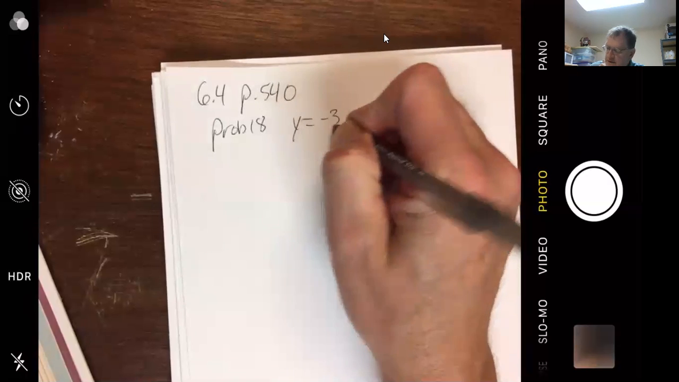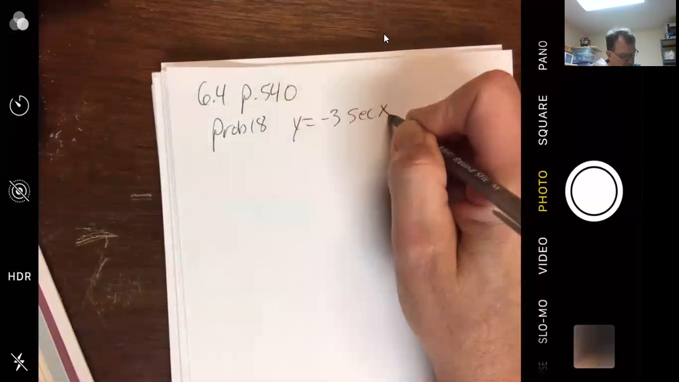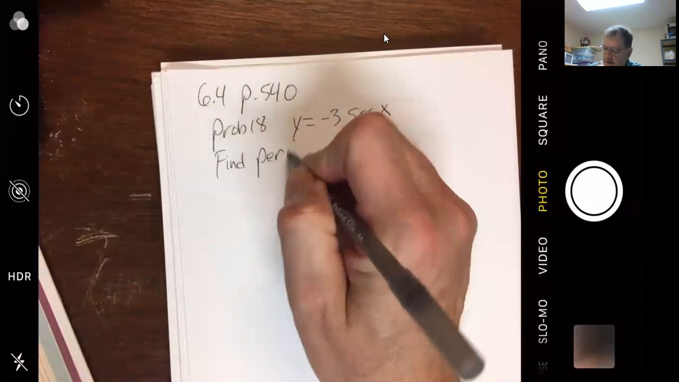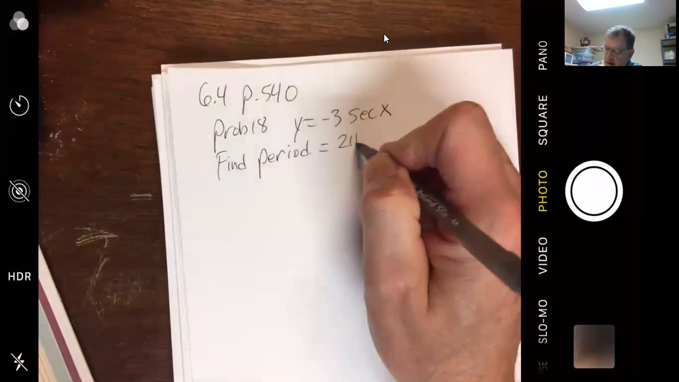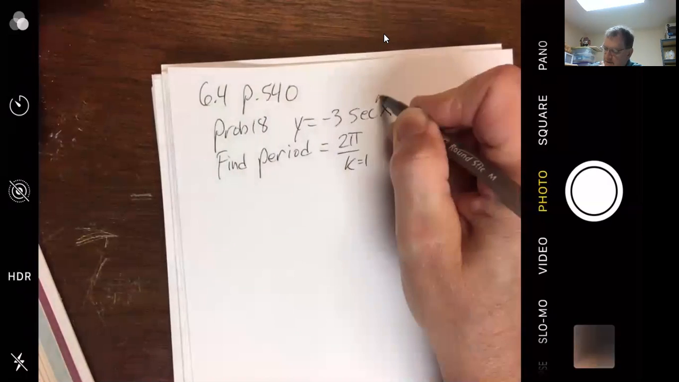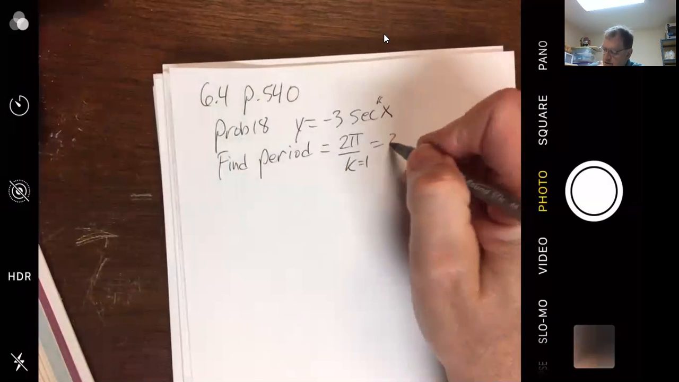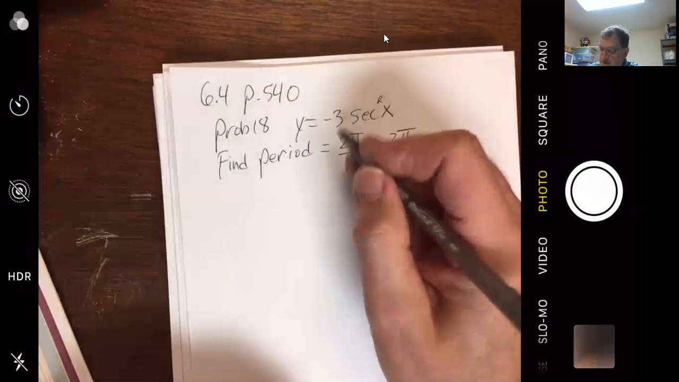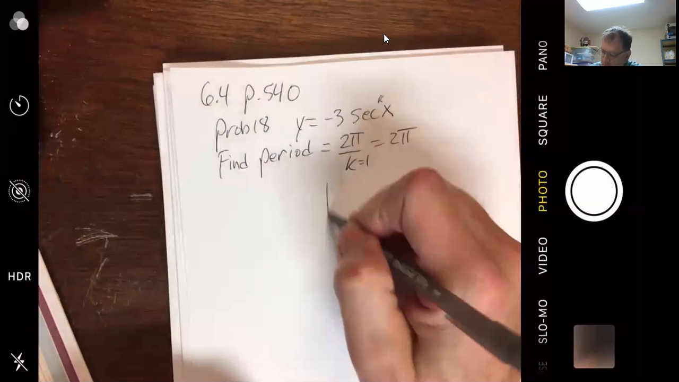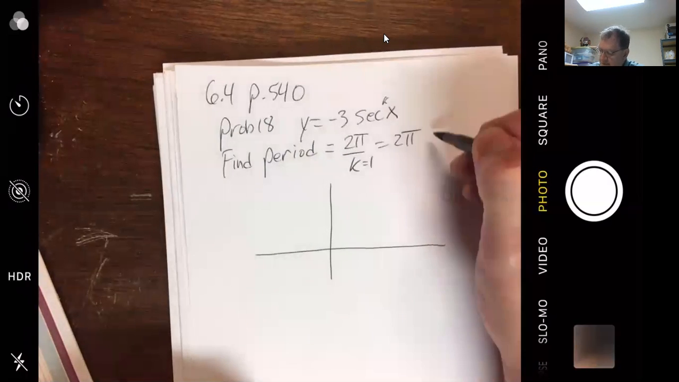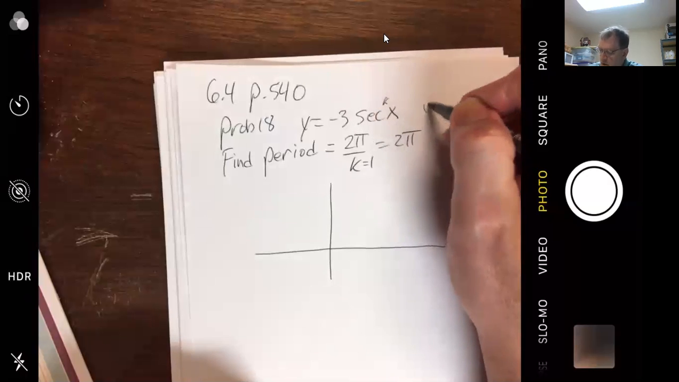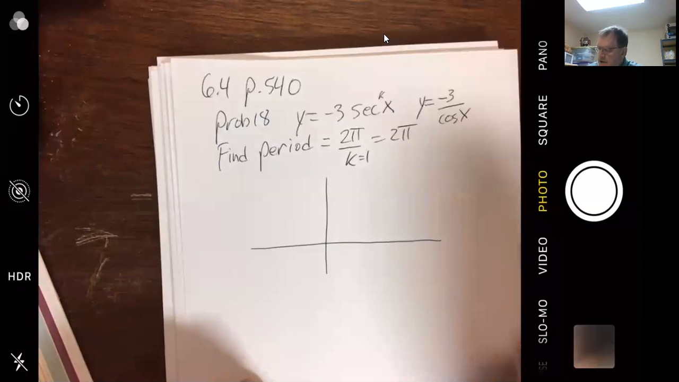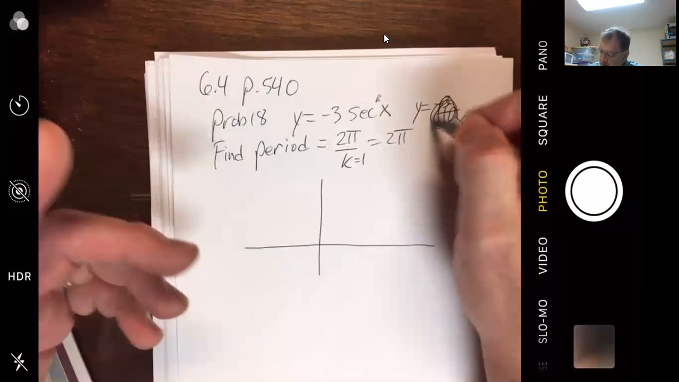Y equals -3 secant x, and they want you to find the period. Well, that will be 2 pi over the k, which is 1. This is the k value of 1, so 2 pi. And the -3 is not amplitude. It has no amplitude. So what we do is we graph -3 secant x and y equals -3 divided by cosine x. Actually, these are equal. I'm sorry, that's how we enter it.